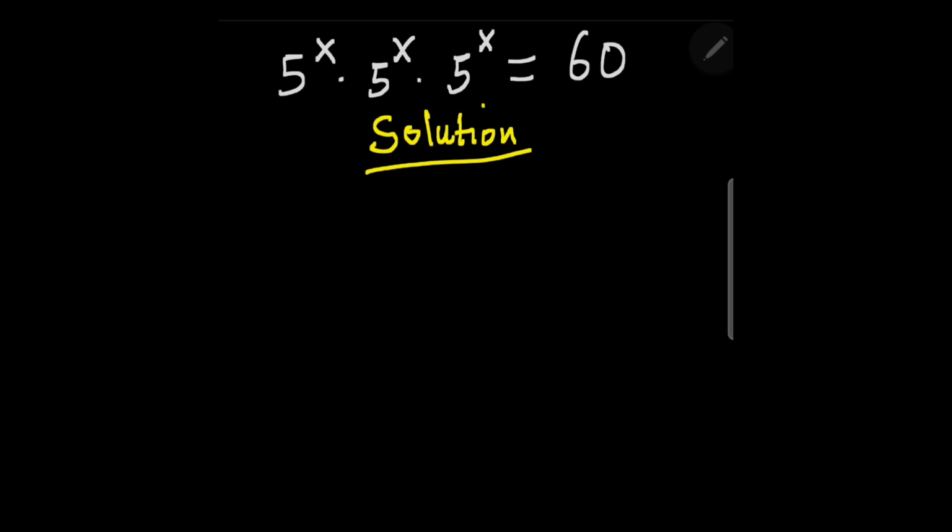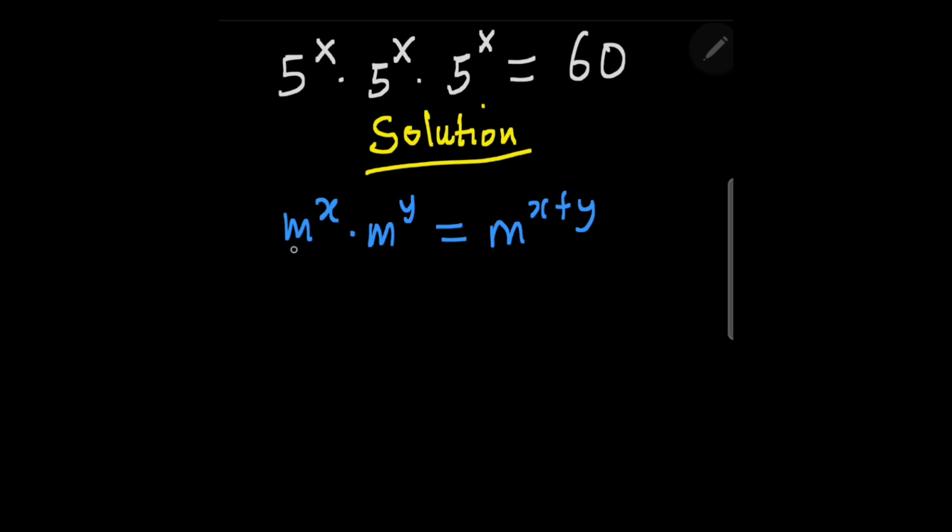To solve this equation, the first thing we need to recall is the multiplication property of indices. We say that when the bases are the same and there's multiplication, all we need to do is just write one of the base, then we add the exponents. So the law states that, for instance, we have m raised to the power of x multiplied by m raised to the power of y. This is the same as what? m raised to the power of x plus y.